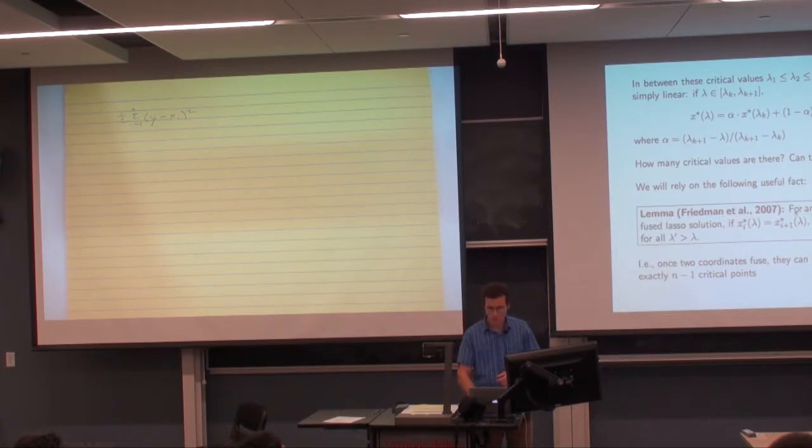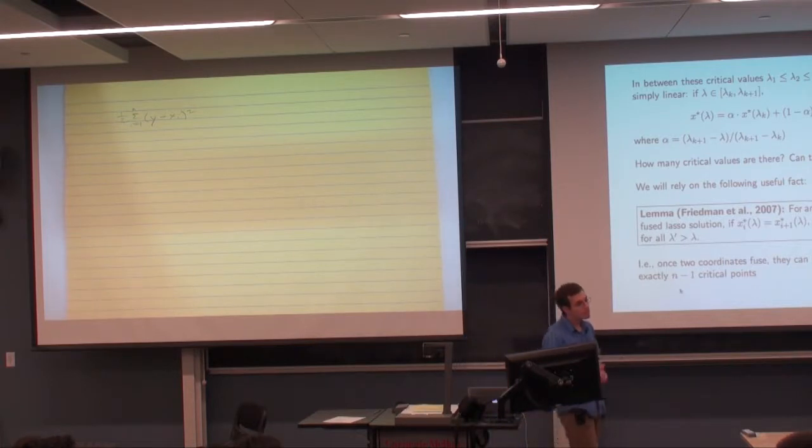So the way that we're going to say it just explicitly is that if I give you any coordinate of the fused lasso solution, and I look at that coordinate as a function of lambda, if it happens to be equal to one of its neighbors at some value of lambda, then at all values of lambda prime larger than that, it's still going to be equal to its neighbor. So in other words, once groups of coordinates fuse, they're never going to unfuse or split apart as we increase lambda. Okay, so that tells us that there are exactly n minus 1 critical points.